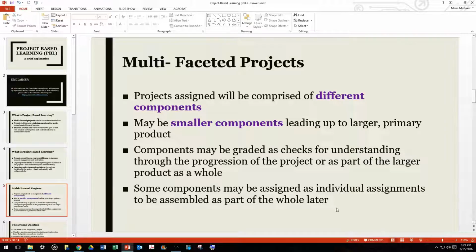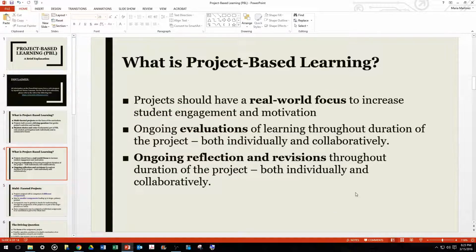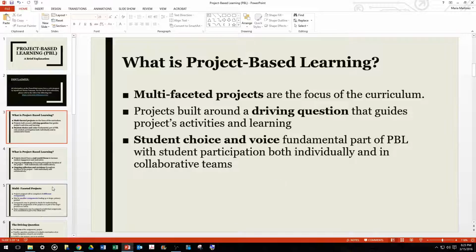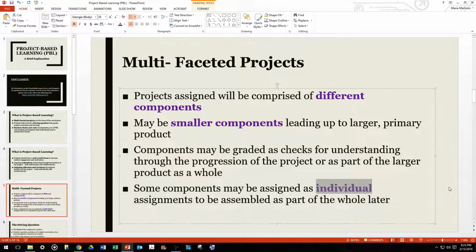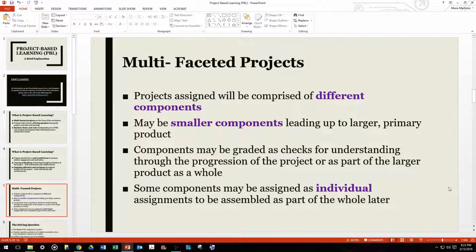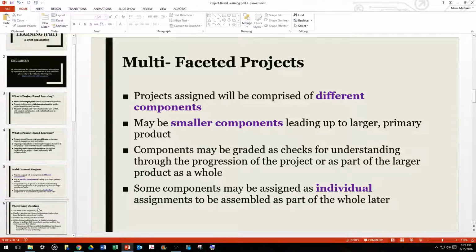Now, some of these components may be assigned as individual assignments and then assembled later as part of the whole group. We definitely want to make sure that we do have some individual assignments assigned in a project-based learning environment. Yes, we will have groups, but we also want to make sure that the individuals in the groups are also accountable for what's going on. We don't want one individual to be doing the majority of the work while someone is being, of course, lazy.